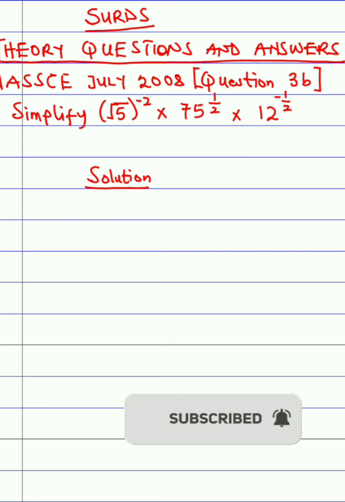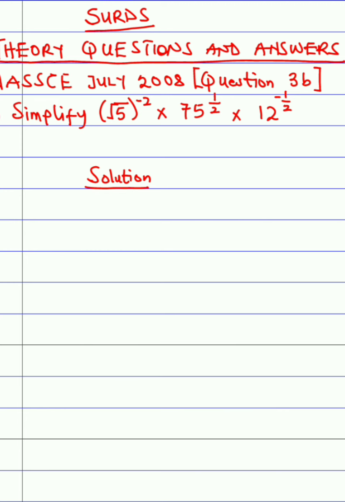So today we are still under SETS, and the question we have over here is the question that came in the year 2008. This is a WASSCE July 2008 question, which is question 3b. The question we have is simplify root 5 in bracket exponent negative 2 times 75 exponent 1 over 2, which is half, then times 12 exponent negative 1 over 2. So how do we solve this kind of question?